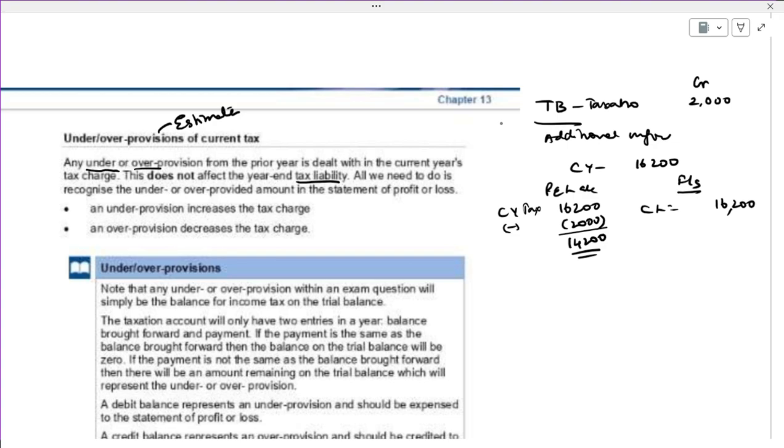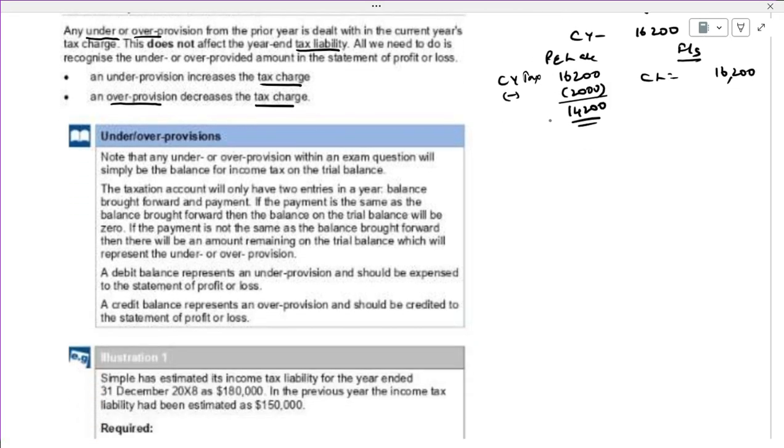If there is an under provision, it increases the charge. If you have provided a lesser provision, definitely you have to pay the difference. If you have created an over provision, it will decrease the charge, and we will take the difference. Note that any under or over provision in an exam question will simply be the balance for income tax on the trial balance.